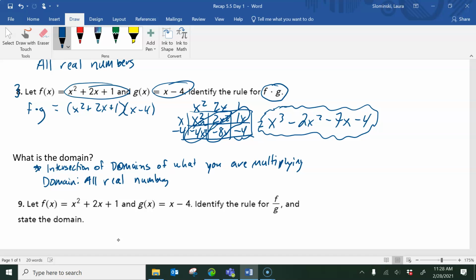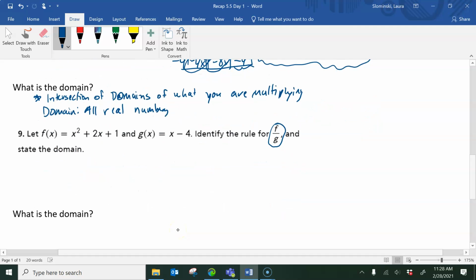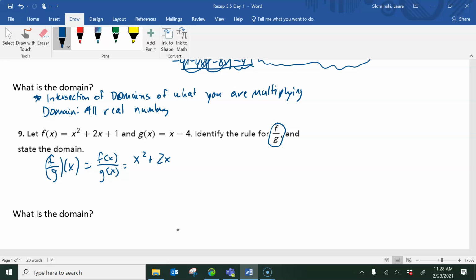Okay, the final thing we have to be able to do is to divide functions. So that f over g, another way you'll see it in Pearson is they'll show you f over g of x. If they're saying do that, you're really just taking the f function, so f of x, and dividing it by g of x. So we're going to take the f function, which is x squared plus 2x plus 1, and divide it by x minus 4.